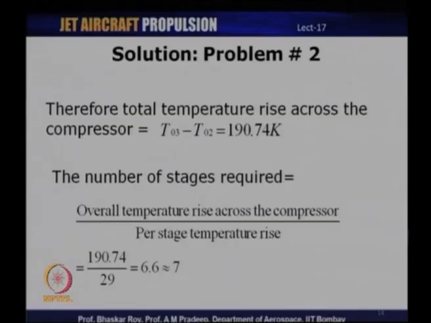So, we now have the overall temperature rise across the compressor. We also have the per stage temperature rise, which we had earlier calculated, and therefore, the number of stages required would be the ratio of the overall temperature rise to the per stage temperature rise. So, that is 190.74 divided by 29, that is 6.6, and as we have discussed earlier, this will be rounded off to the next integer. So, we get the number of stages as 7.